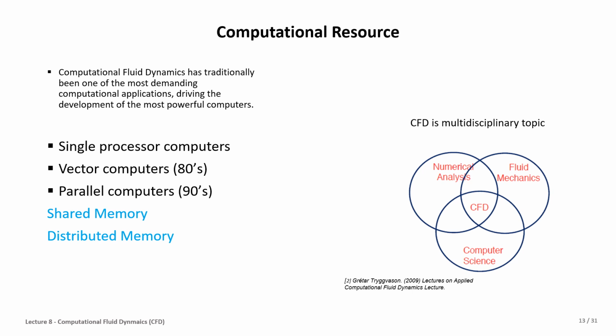For example, it was first a single processor computer, and then in the 80s a vector computer, then in the 90s the parallel computer, and now we are talking about shared memory and distributed memory. And you have the lecture for these different categories.